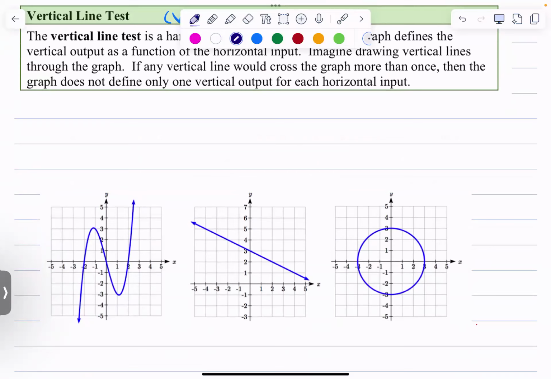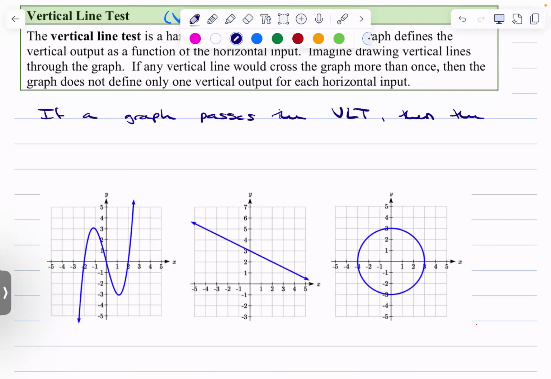And so if a graph passes the VLT, the vertical line test, then the graph is a function.